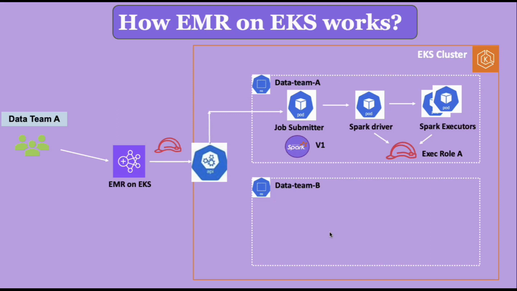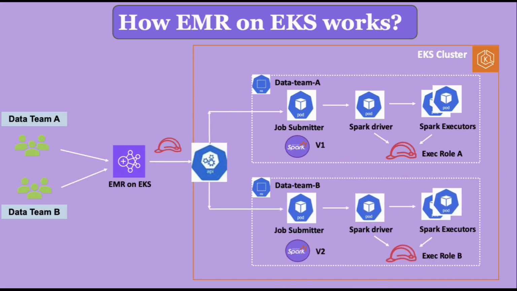Similarly, when data team B submits their jobs, again using the same EMR on EKS service API, the service, using the service-linked role, will submit the job to the Kubernetes cluster in namespace B. And this namespace B can run a different version of the Spark runtime. So team A and team B can run different workloads with different EMR or Spark versions, with different dependencies, with different input and output, and with different AWS service access. So everything can be completely different between these two teams.